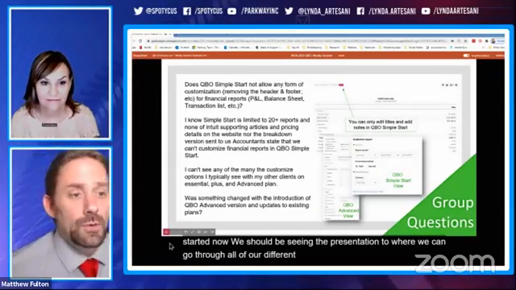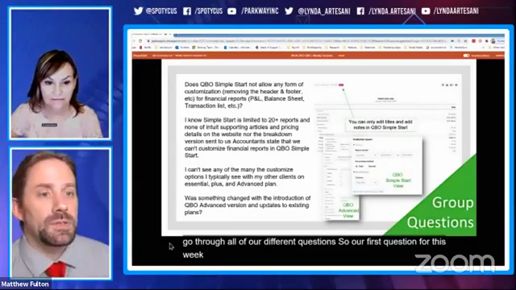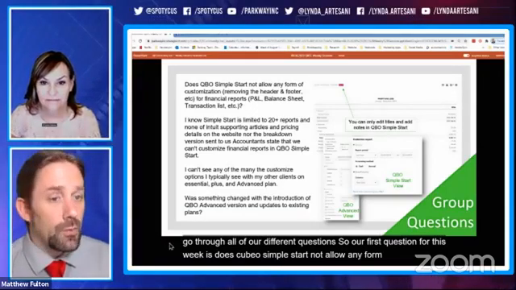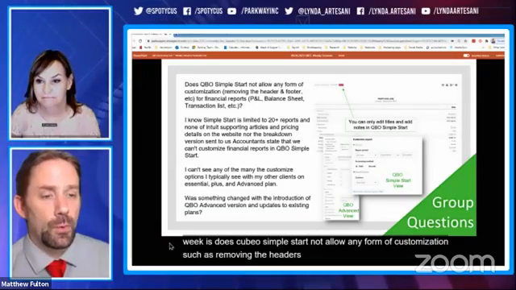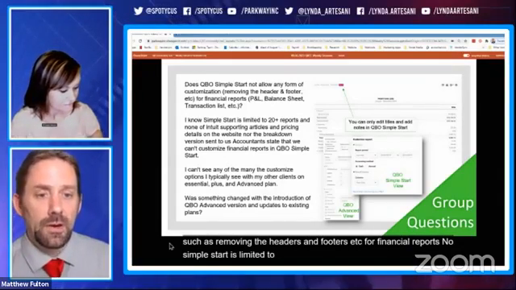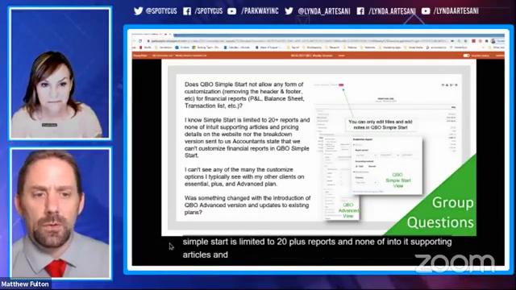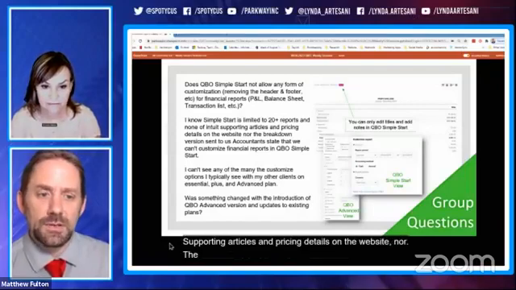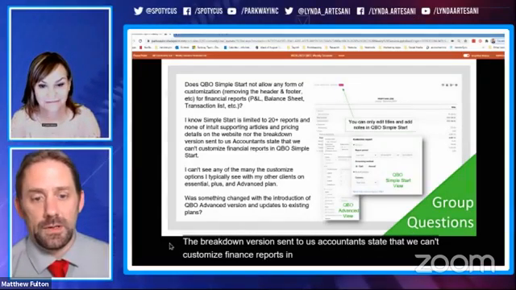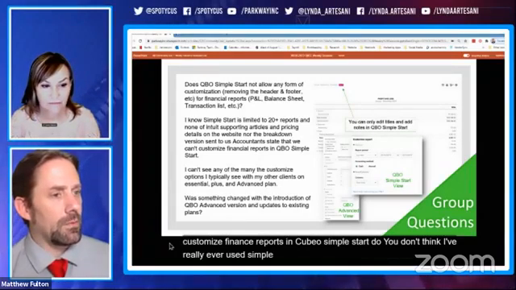So our first question for this week is, does QBO Simple Start not allow any form of customization, such as removing the headers and footers, etc., for financial reports? I know Simple Start is limited to 20 plus reports and none of Intuit supporting articles and pricing details on the website, nor the breakdown version sent to us accountants state that we can't customize financial reports in QBO Simple Start. I don't think I've really ever used Simple Start, so I don't know.